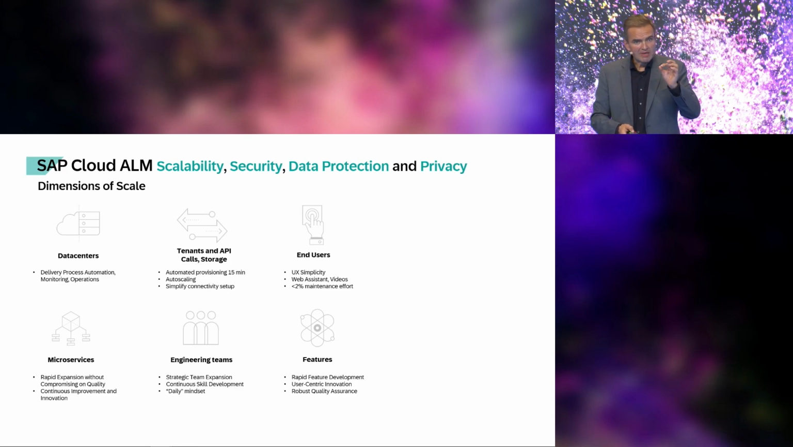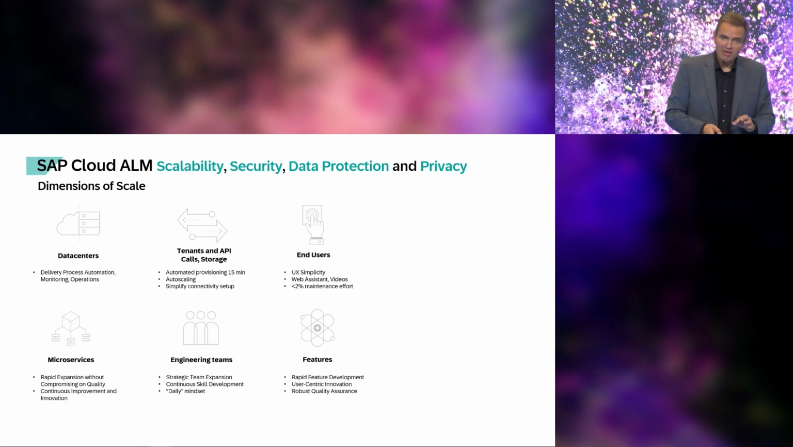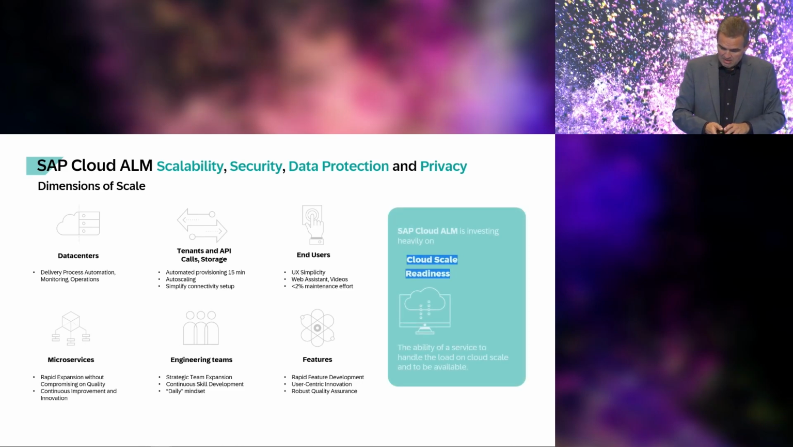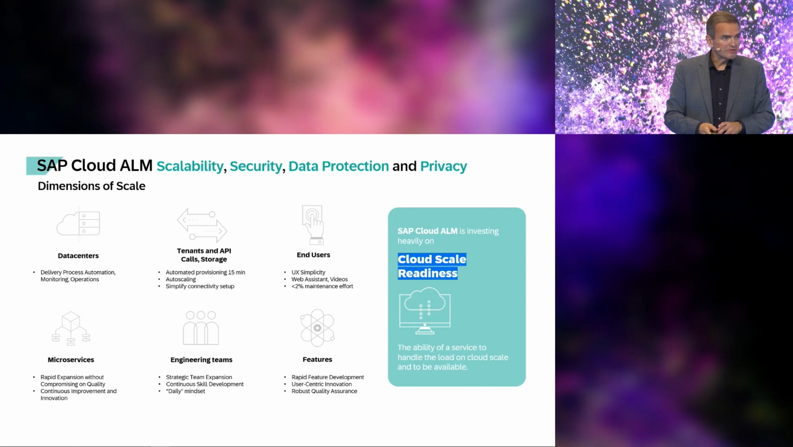Every feature is based on an epic, which means it's user-centric. It starts with the UI, and that's where we always start: the description from the product owner. And yes, we have a very robust quality assurance, fully automated. That's what a cloud-scale readiness solution is.